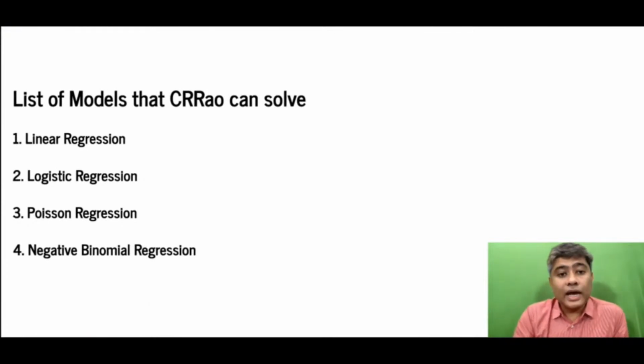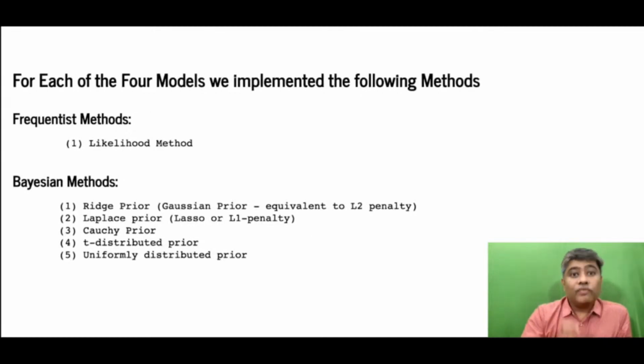Now, what is the list of models that CRO can solve? As of now, it can solve linear regression, logistic regression, Poisson regression, and negative binomial regression. For each of these four models, we implement the following methods: the likelihood method, often known as the frequentist method. Among the Bayesian methods, you can implement Ridge prior or Gaussian prior equivalent to L2 penalty, Laplace prior or Lasso or L1 penalty, Cauchy prior, T-distributed prior, and uniformly distributed prior. So these are the current capabilities of CRO.